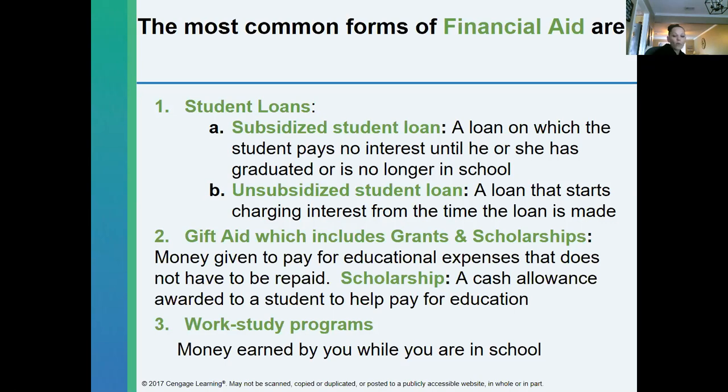And then there are work study programs, which is money earned by you while you're in school. That can go directly to your tuition or whatever you need. It lets you get jobs on campus through the financial aid program that not everybody may qualify for.